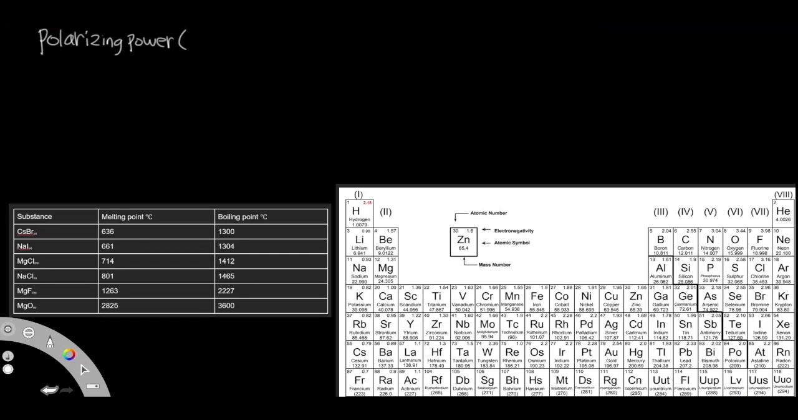And polarizing power just means it's the ion's ability to pull the electron density towards it within an ionic bond. So ion's ability, so think about it as its strength. It's the ion's ability to pull electron densities towards it. And this is going to be the perspective of the cation.